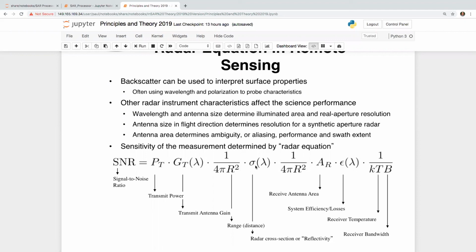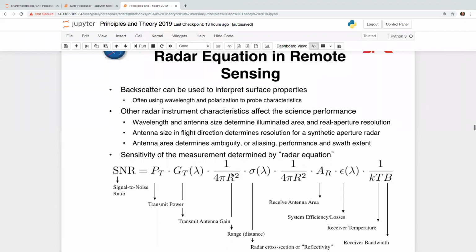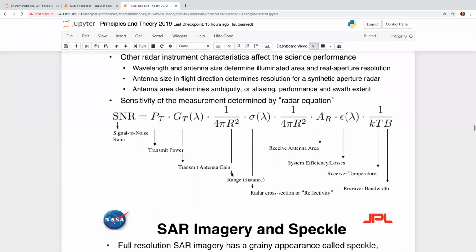So if you have a very dark target, you don't get much signal back. If you don't have a good transmitter, you don't get much signal back. If you have a wide bandwidth, you tend to get more noise in your system. So you have to design all these things accordingly. And the farther away you are, the less signal you get back as well. All these factors are important in the SNR.